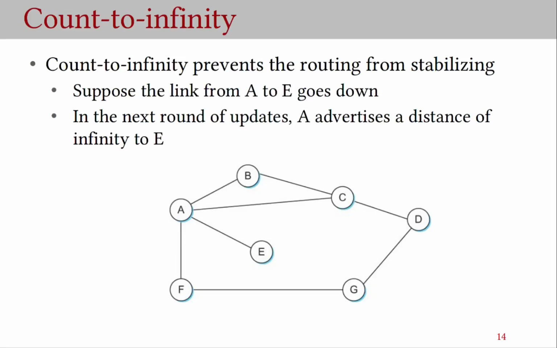Distance vector routing suffers from a problem called count to infinity. And this problem prevents routing from stabilizing. So we'll try to understand this from the example that we have been looking at for quite some time now. So now let's focus on this link between A and E. Suppose this link goes down. Before this link goes down, let's write down the routing table entries for E at these 5 nodes.